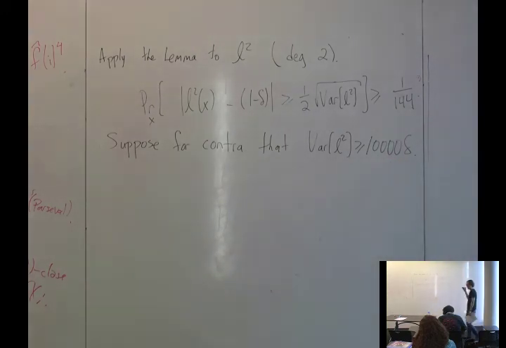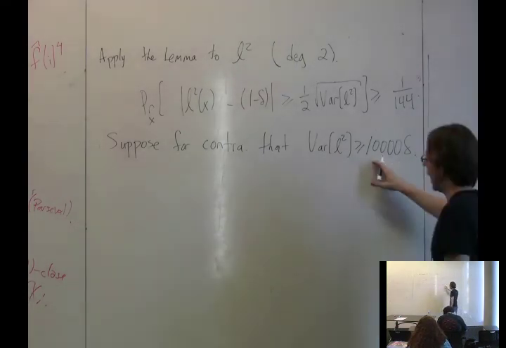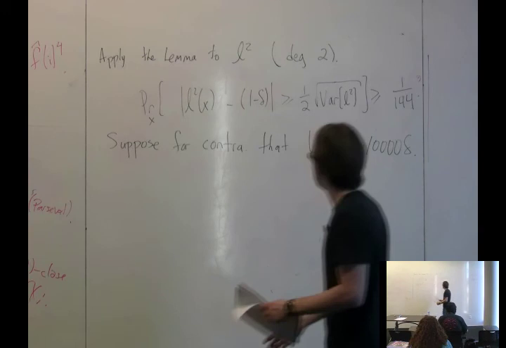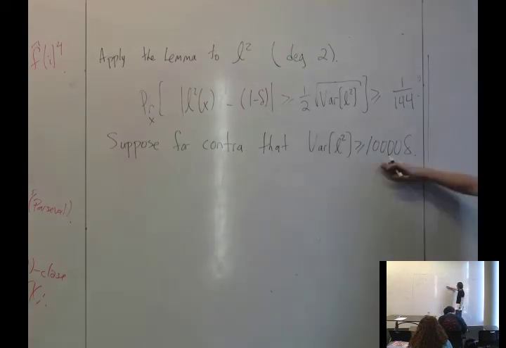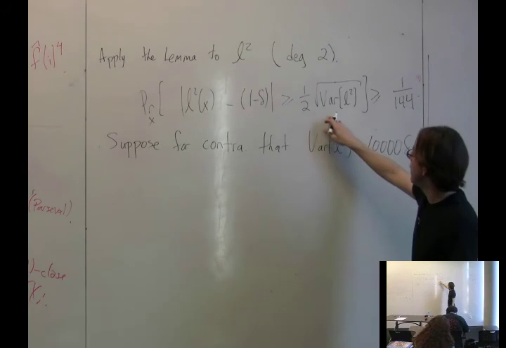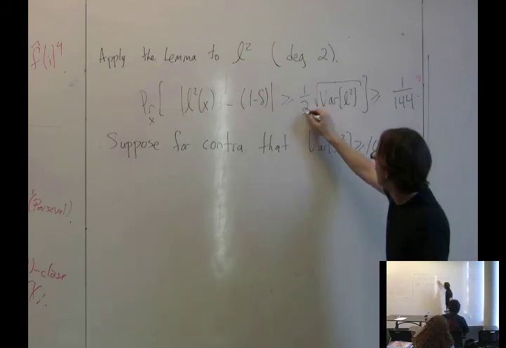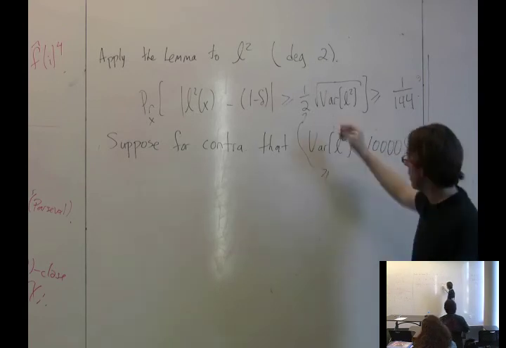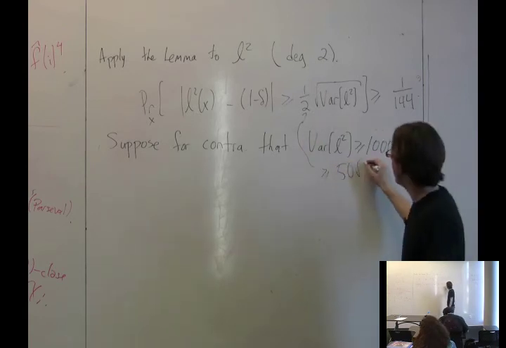So let's just think it over. There's a little bit of calculation, but it's going to be cool. And what are we eventually going to contradict, by the way? We're going to contradict this. So the variance supposedly is at least 10,000 delta. So this thing here, the square root is like 100 root delta, so it's at least 50 root delta.